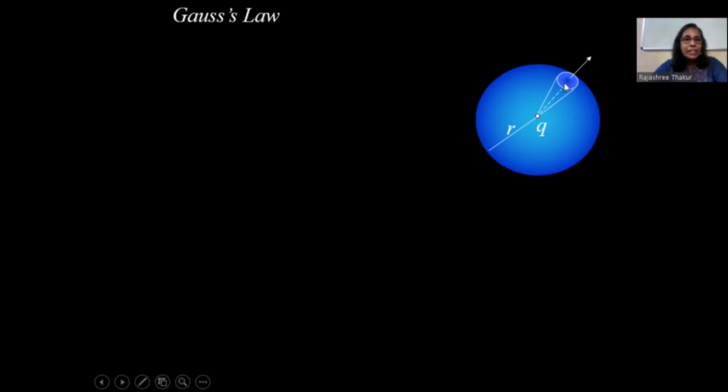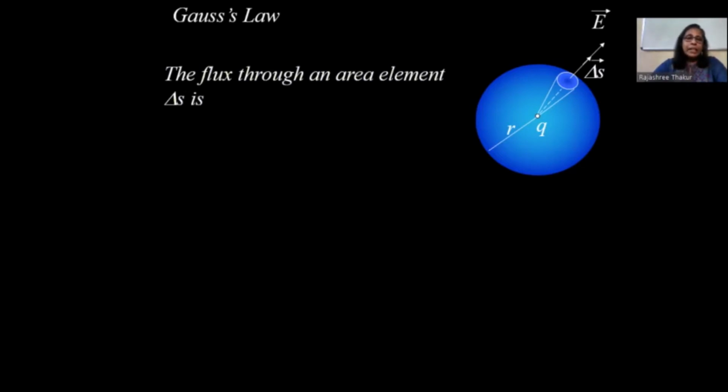It is in the radial direction. So this is delta S. The electric field at that point also will be perpendicular to the surface. Therefore, it will be in the same radial direction. Correct? So, the flux through an area element delta S will be given by, we already know it, say delta phi is equal to the dot product of these two vectors, that is E and delta S. So delta phi is equal to vector E dot vector delta S.